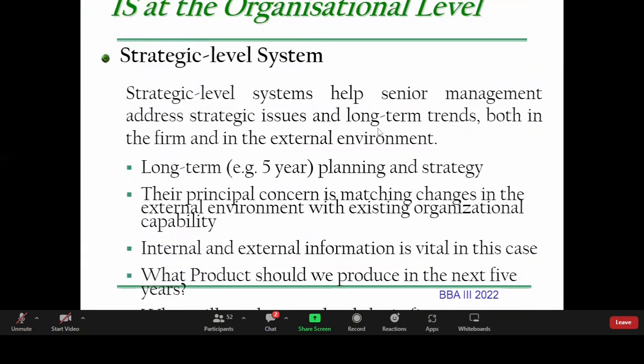Then strategic level systems. They help senior management address strategic issues and long-term trends, both in the firm and in the external environment. You're looking at long-term, say 5-year planning and strategy. Their principal concern is matching changes in the external environment with existing organizational capability. That's why you look at things like strategy, long-term plans, and things of that nature. That's why we look at things like when we do an analysis of what we call the PESTEL: the political, economic, social, technological, environmental, and legal analysis.